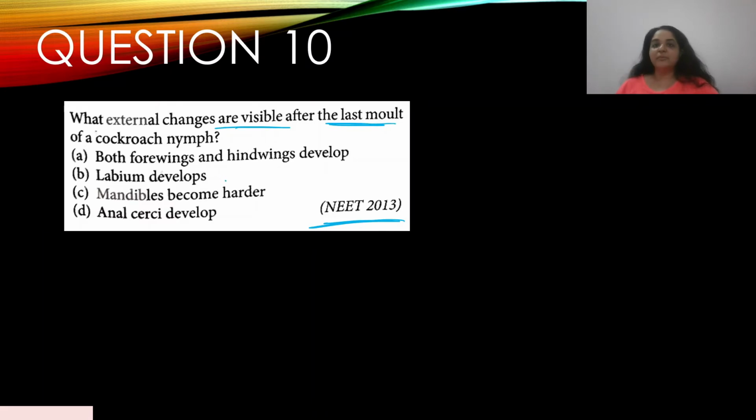So what external changes are visible after the last molt of a cockroach nymph? That means before it becomes an adult. It's a nymph and then it becomes an adult. So the external changes are that both the forewings and hind wings develop. Okay, so the answer over here is A.